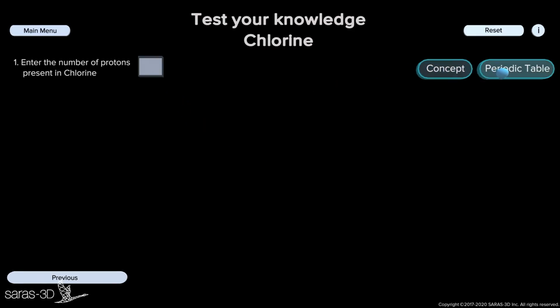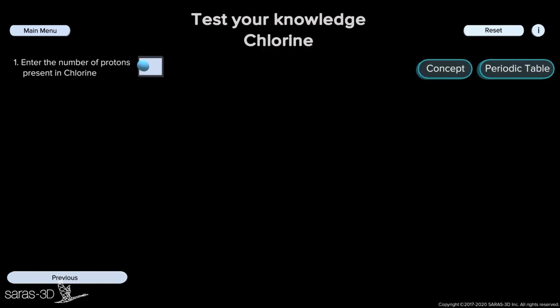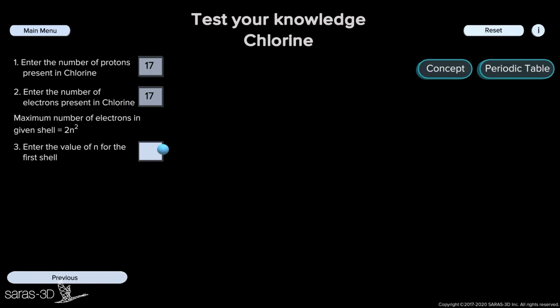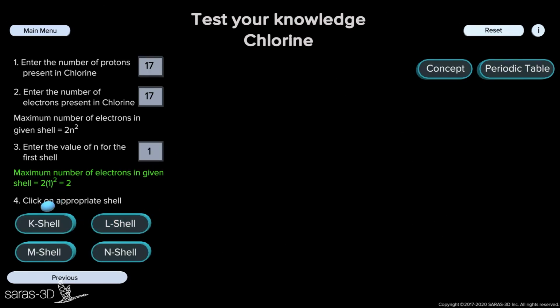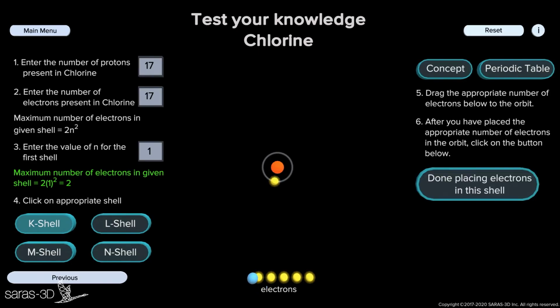But before that, let us look at the atomic number of chlorine atom, which is 17. So chlorine atom is placed in here. So how many protons does chlorine atom have? It has 17 protons. Now it will have 17 electrons as well. Entering the value of n for the first shell will be 1, which can have a maximum number of electrons as 2. So the K shell will have 2 electrons at maximum. So placing 2 electrons in the K shell.